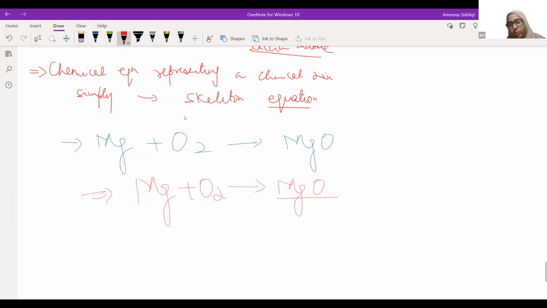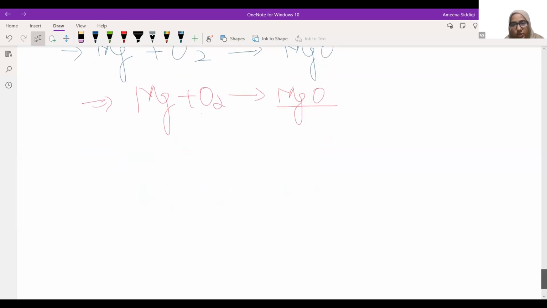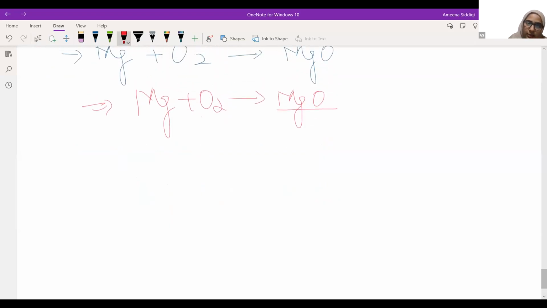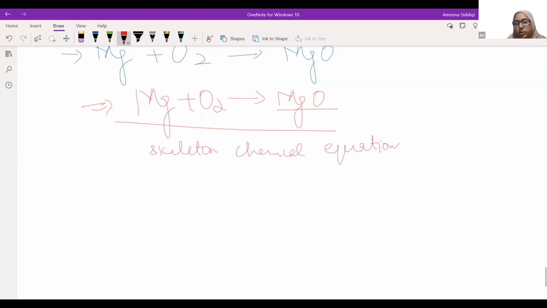So this is MgO. Now if you see it clearly, this is a chemical equation, and it is simple, just saying what the reactants are and what the product is. No additional information about the reaction is being given. So these types of chemical equations are called skeleton chemical equations. Just simple chemical equations are called skeleton chemical equations.